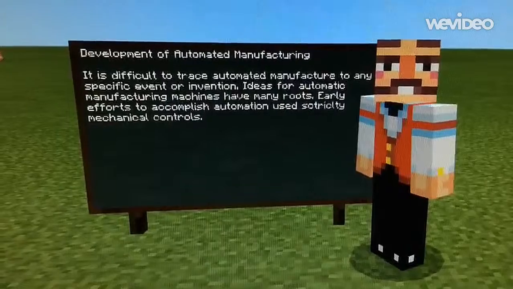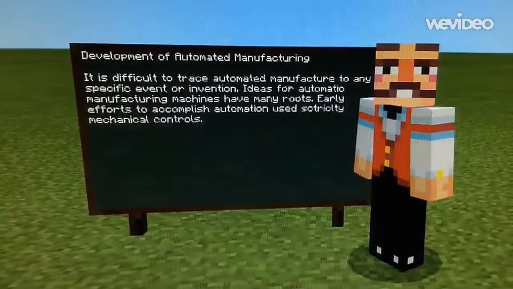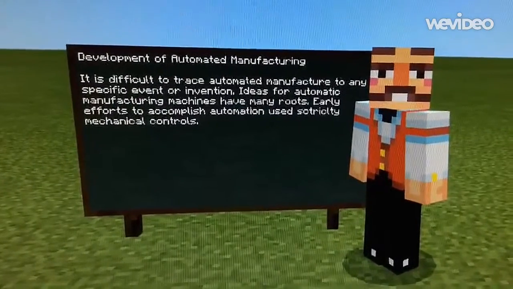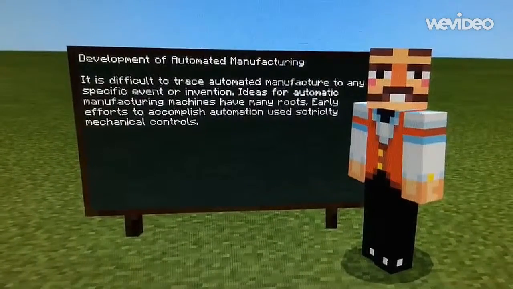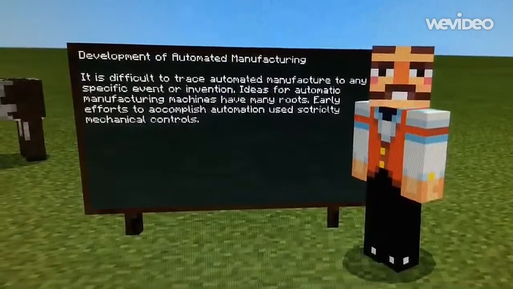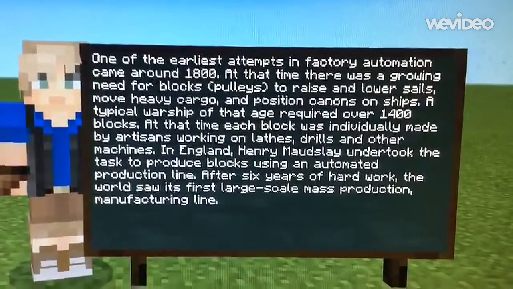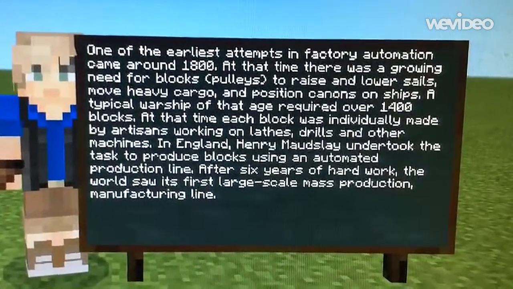Development of automated manufacturing. It is difficult to trace automated manufacturing to any specific event or invention. Ideas for automatic manufacturing machines have many roots. Early efforts to accomplish automation used strictly mechanical controls. One of the earliest attempts in factory automation came around 1800.